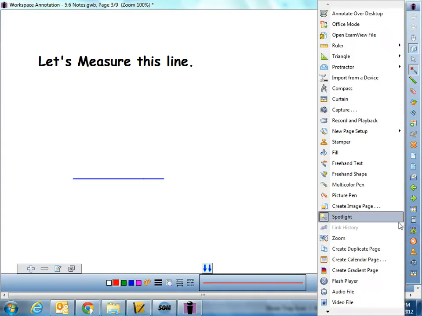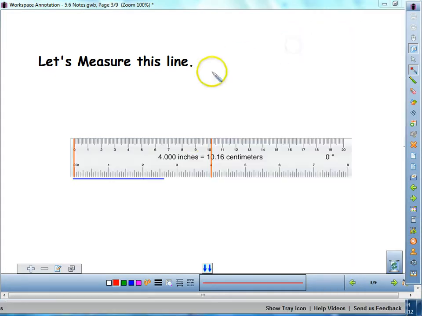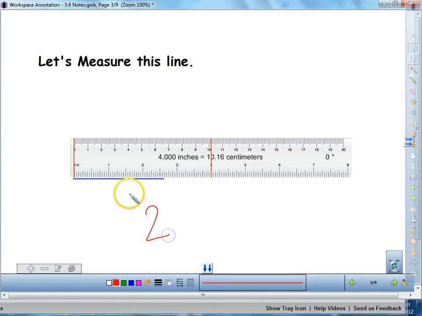I'll get my ruler out here, and when we measure, we want to look at what we have going on. We've got inches going on here. Our line, look at that, it just magically lines up with the start of it. So 0, we've got a full inch. Here's a second full inch, not quite 3. So we have 2 whole inches.